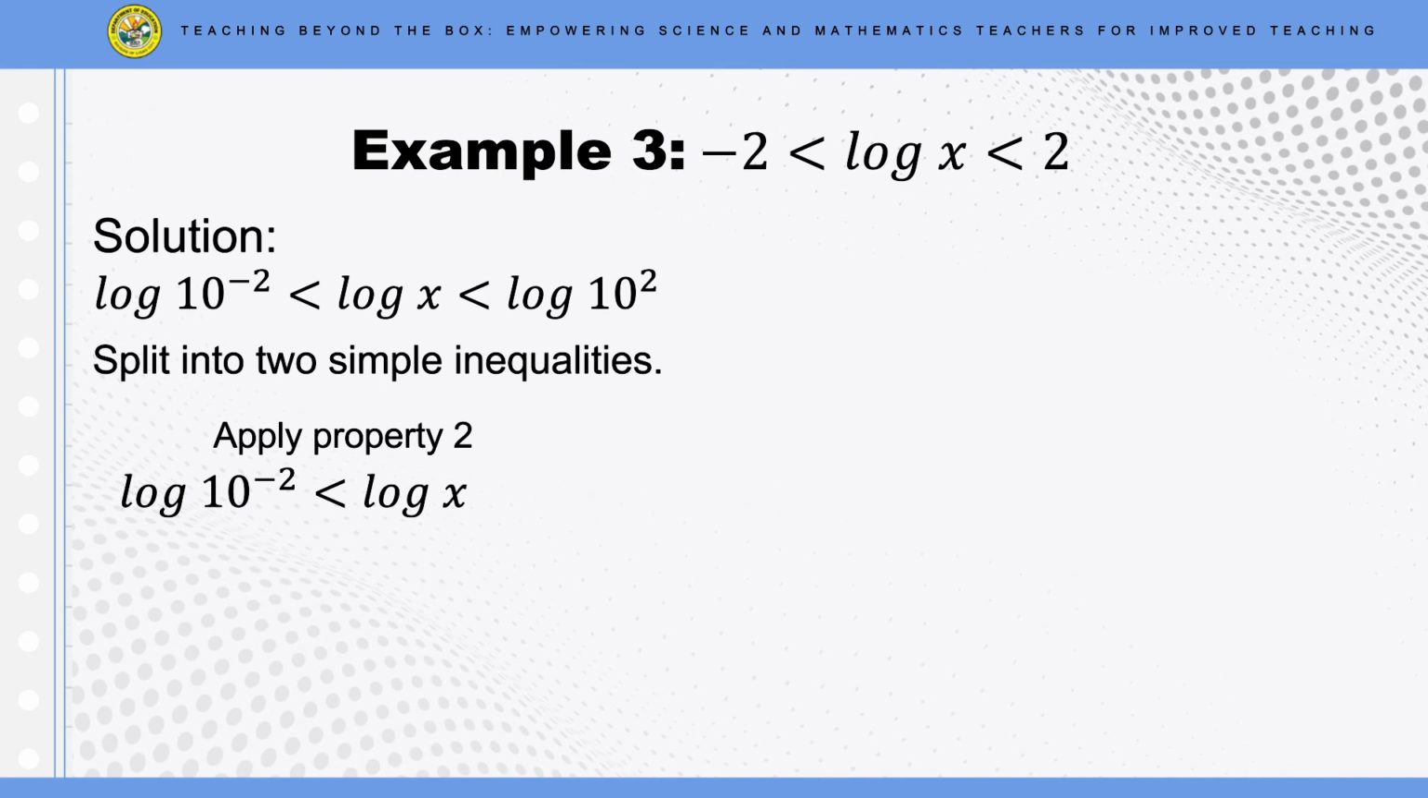So let's take this inequality. So we have log 10 raised to negative 2 is less than logarithm of x. Let's continue. So we have now 10 raised to negative 2 is less than x. Or we have 1 over 100 is less than x.